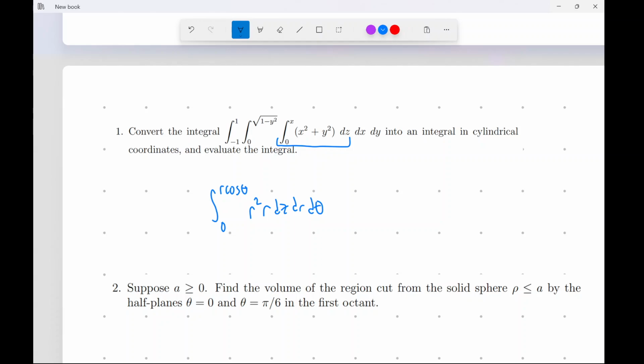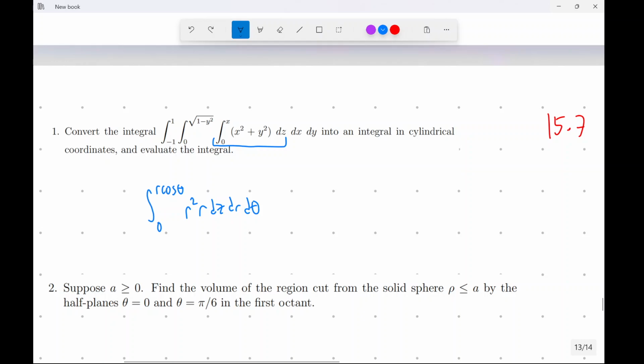And so whenever we have these z bounds in Cartesian coordinates, we can directly convert these to our z bounds here in cylindrical because it's the same z coordinate. And so that's a really nice advantage of converting between Cartesian and cylindrical coordinates. Once we've done that, we need to set up the x and y bounds.